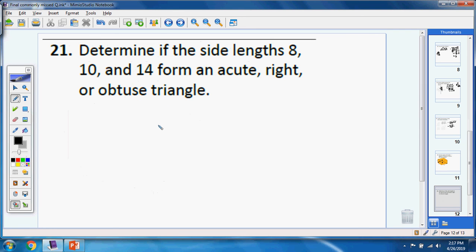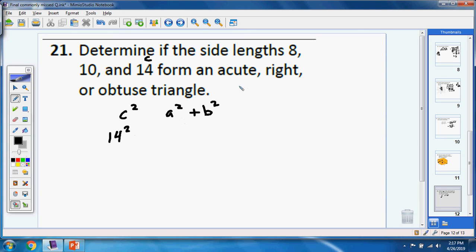Number 21, determine if the side lengths 8, 10, and 14 form an acute, right, or obtuse triangle. So it's obviously not really going to be a right triangle, I don't think, but we can check. The way that we're supposed to do this, instead of doing your a squared plus b squared equals c squared, it's called the converse of the Pythagorean theorem, which means start with your c squared. Don't put your sign yet because you don't know which of the three it is. Now we know obviously the biggest side is c, so that's going to be 14 squared.